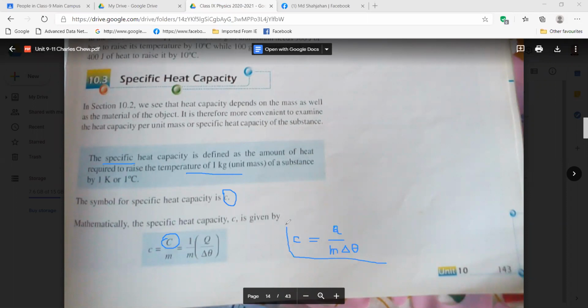The difference between heat capacity and specific heat capacity: here it is capital C equals Q by del theta, okay?